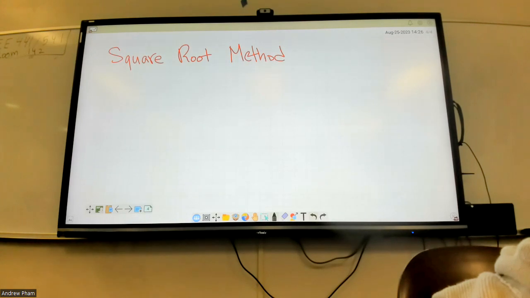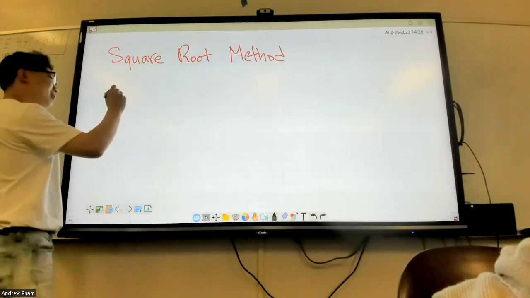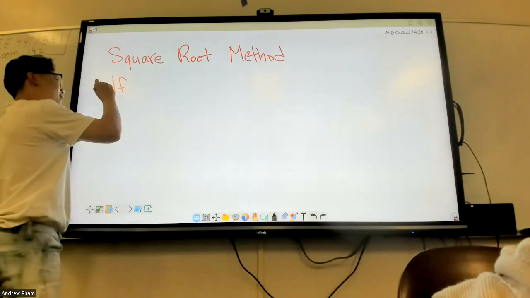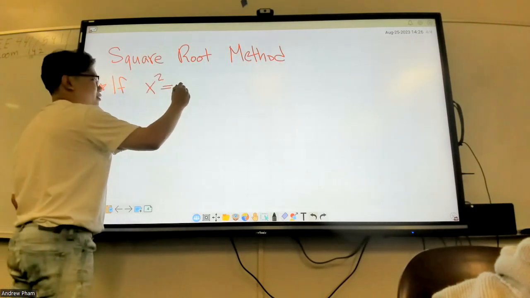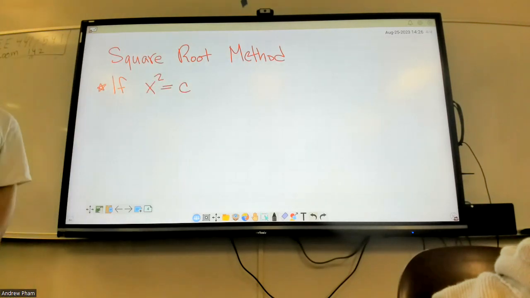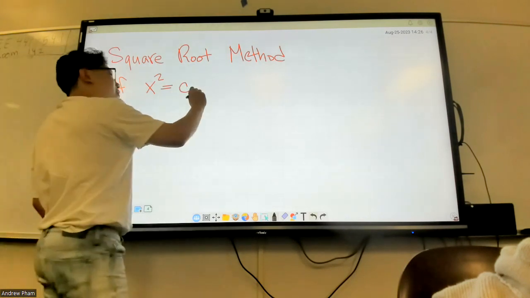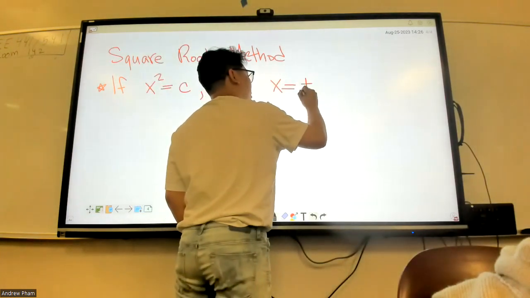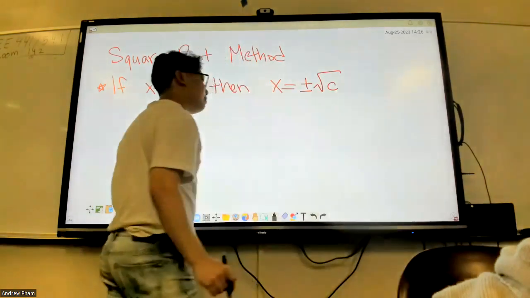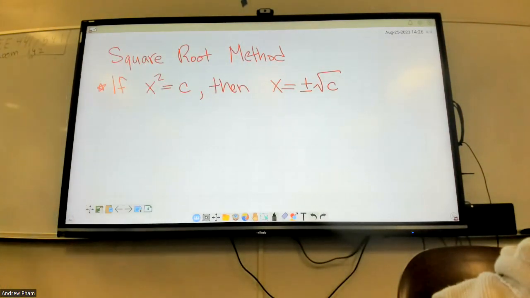So a little bit about the square root method. Let's put this as a note: if I ever get that x squared is equal to a number, let's call it c, based off what we did, then I know that x is equal to plus or minus the square root of c, because I'm introducing that square root. I put a square root to get rid of my square. Because I introduced a square root, I have to put the plus or minus symbol.